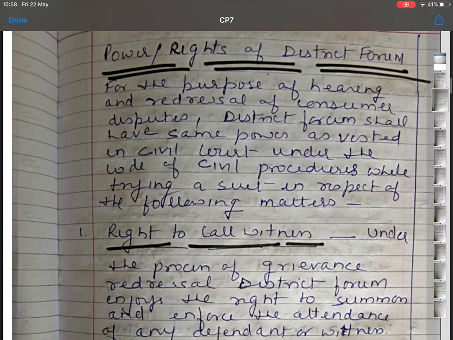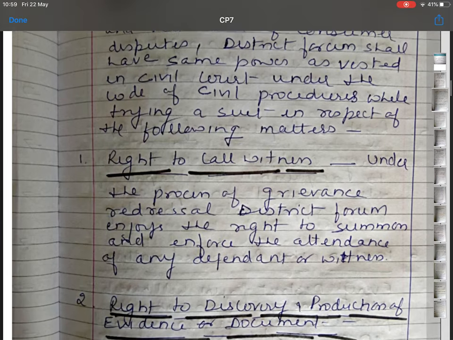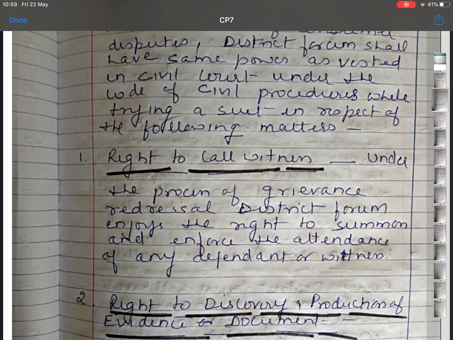For the purpose of hearing and redressal of consumer disputes, the district forum shall have the same powers as vested in a civil court under the Code of Civil Procedure while trying a suit in respect of the following matters. The first is the right to call witness. Under the process of grievance redressal, district forums enjoy the right to summon and enforce the attendance of any defendant or witness, as the civil court can summon or examine witnesses.